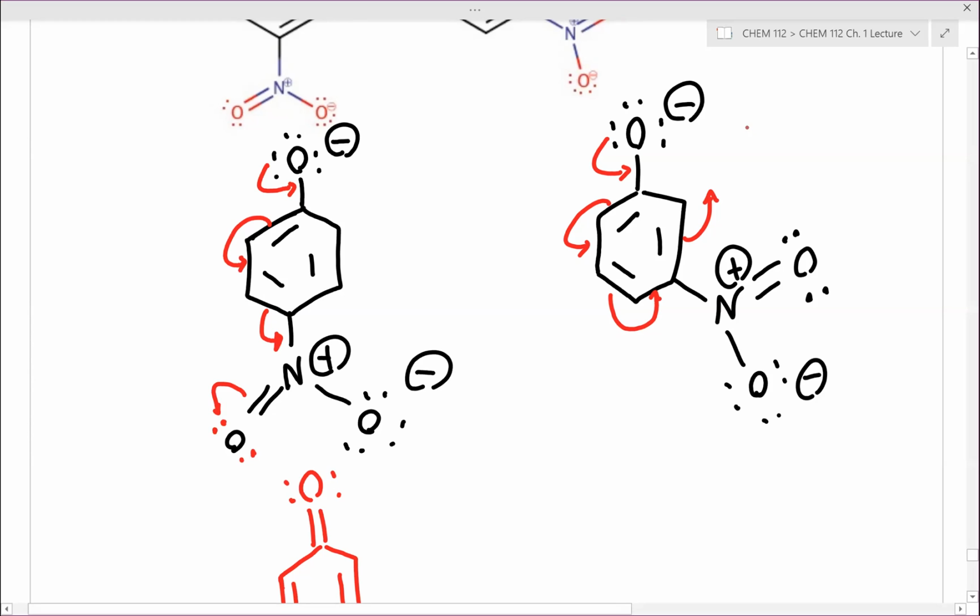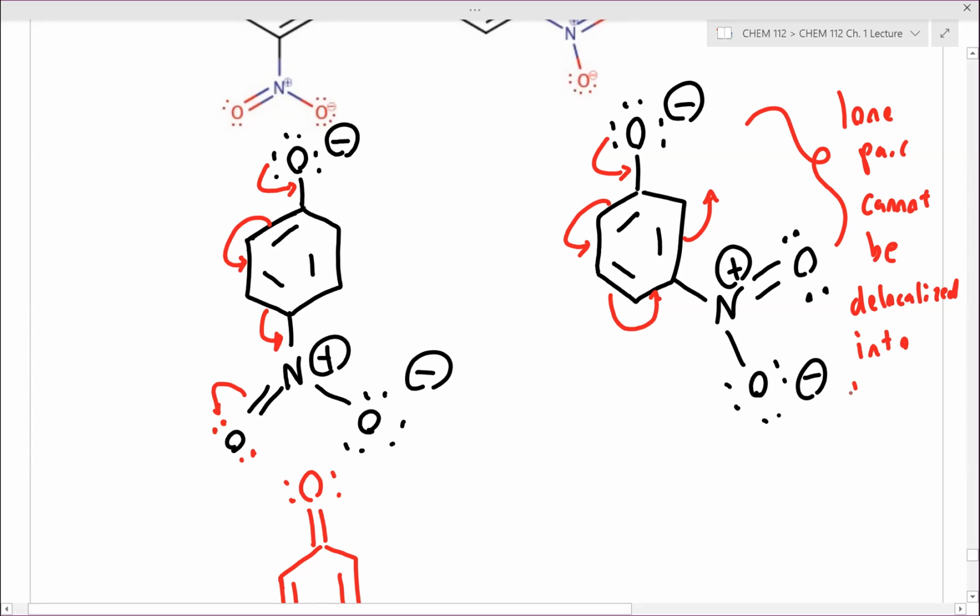So the key feature of this arrow pushing diagram is that our lone pair cannot be delocalized into the nitro group. Now, because of that, which of these two lone pairs, the lone pair in the structure on the left or the lone pair in the structure on the right, is more stabilized, more delocalized via resonance?